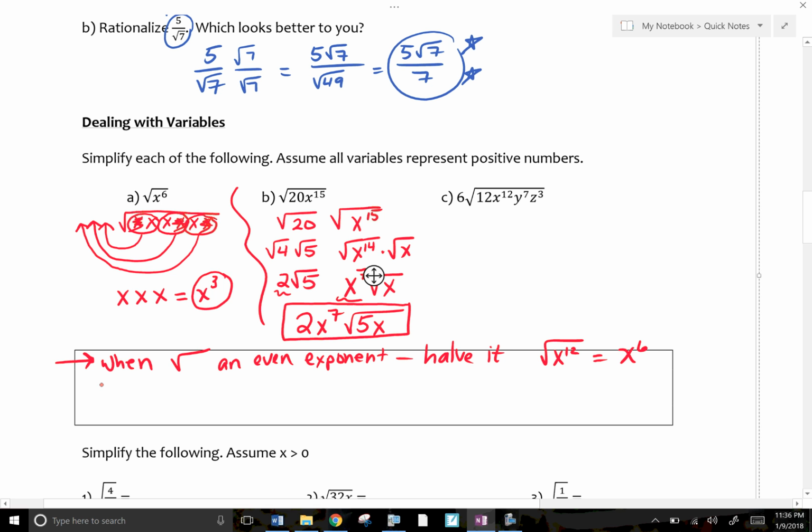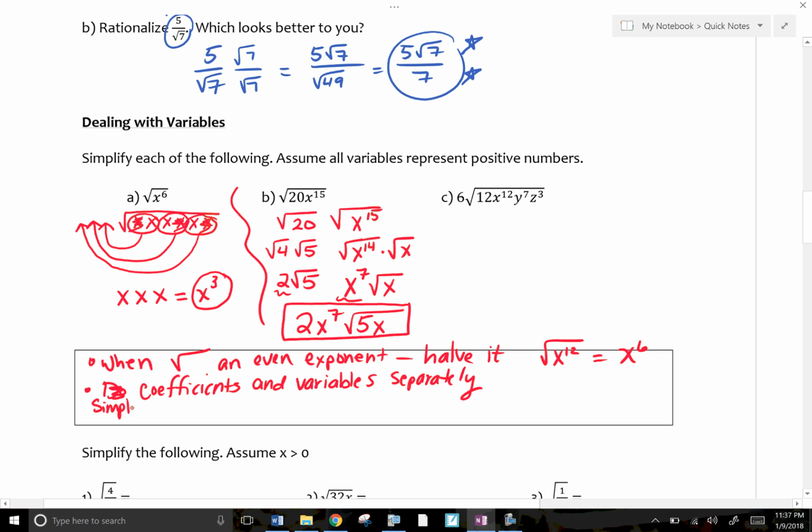Okay, so we're also going to write in here, we are going to do coefficients and variables separately. What I mean by that is really simplify the coefficients and the variables separately. Cool.